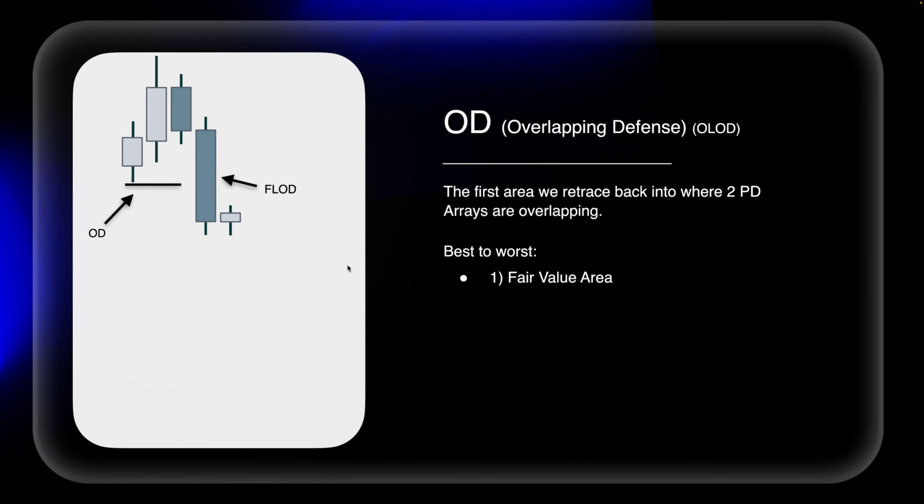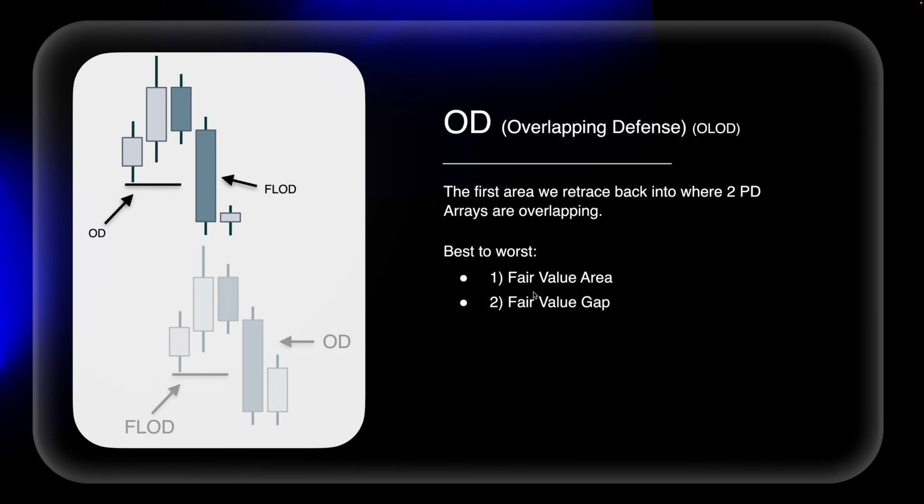Ideally, we want the overlapping defense to be a fair value area and the first line of defense to be a fair value gap. If we create a scenario where the overlapping defense becomes the fair value gap and the first line of defense is actually the fair value area, that is not high probability. That is not a good order flow leg.